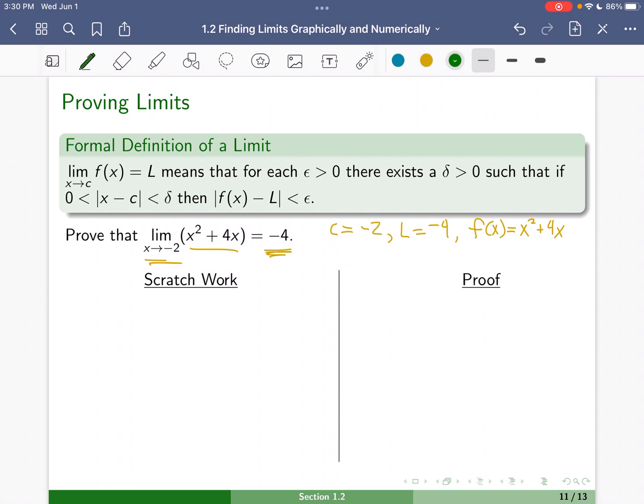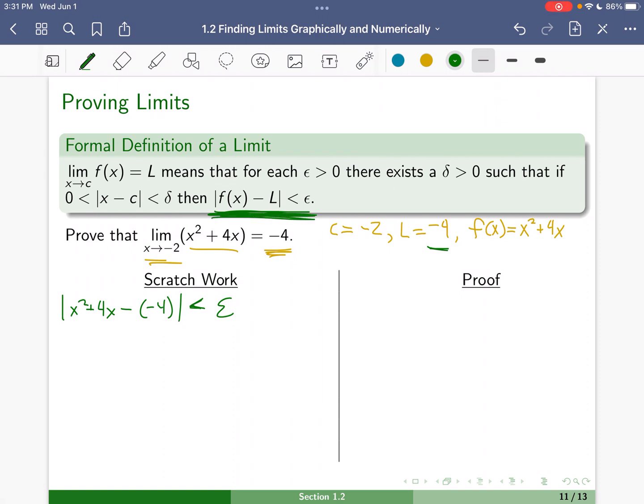In order to do that, we need to figure out what is delta in terms of epsilon. So we'd start off with our epsilon restriction. So the absolute value of f of x, so x squared plus 4x, minus L. Our value of L is -4, so we're subtracting a -4, is less than epsilon. All right, so that's what we're starting with.